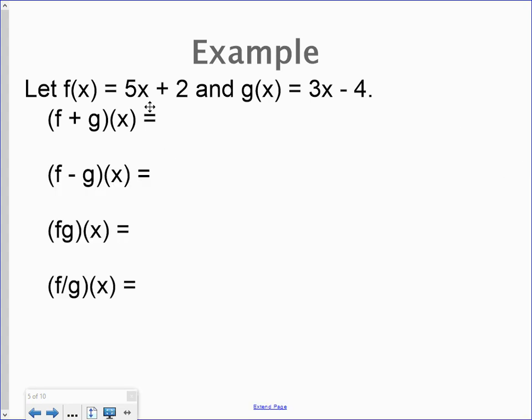But I'm giving you f of x is 5x plus 2. G of x is 3x minus 4. If you would, for me, add, subtract, multiply, and divide those functions. And like I said, feel free to talk to your group members, check your answers, bounce ideas off of each other if you're at a loss.